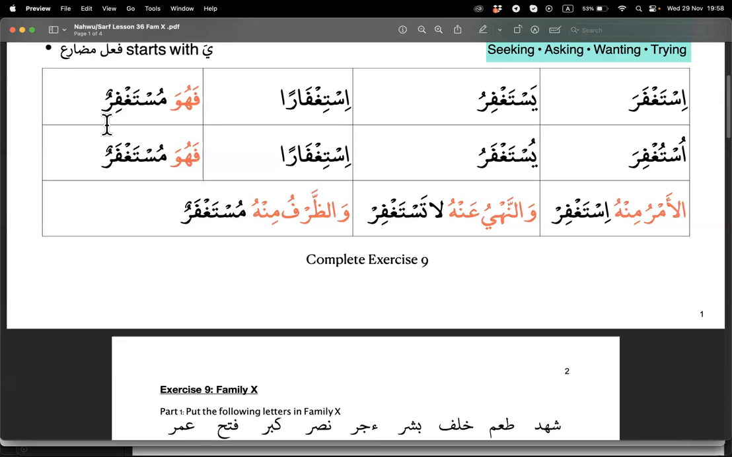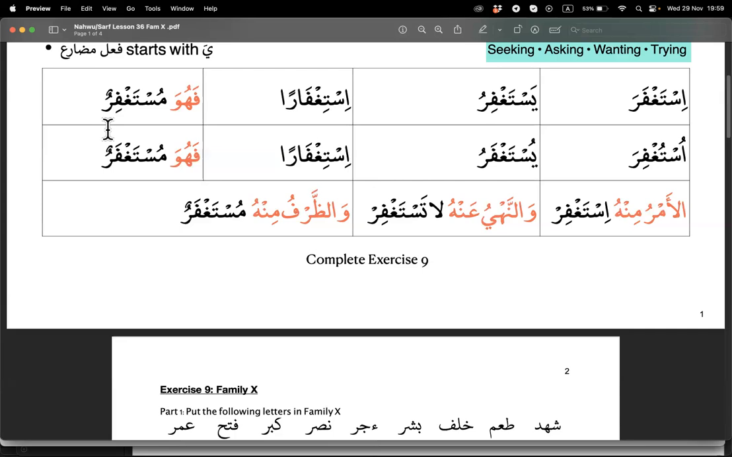Oh, okay. Yes, like that. So let's say we have a root letter. We can put it in all of the families, am I right? Technically, you can do that, but whether the Arabs use that word or not is another thing.